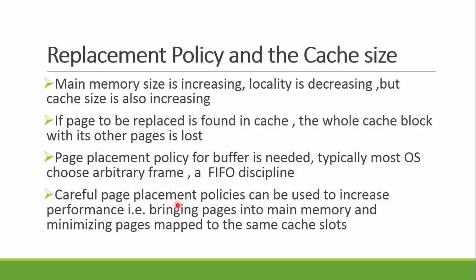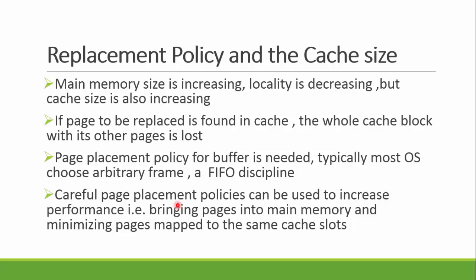So there is a replacement policy with cache also, since memory is increasing and locality is decreasing. Locality, as we talked before, means local references, nearby programs. Locality decreases with modular programming and multi-threaded applications. They make references to data which is much farther away. To counter that, the cache size is also increasing, which is good news.